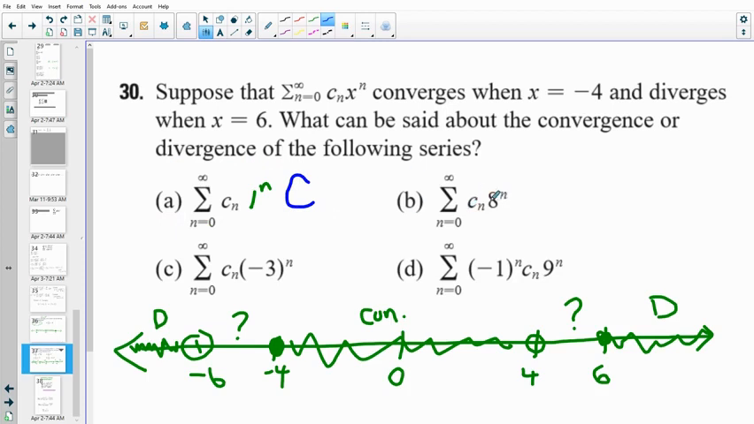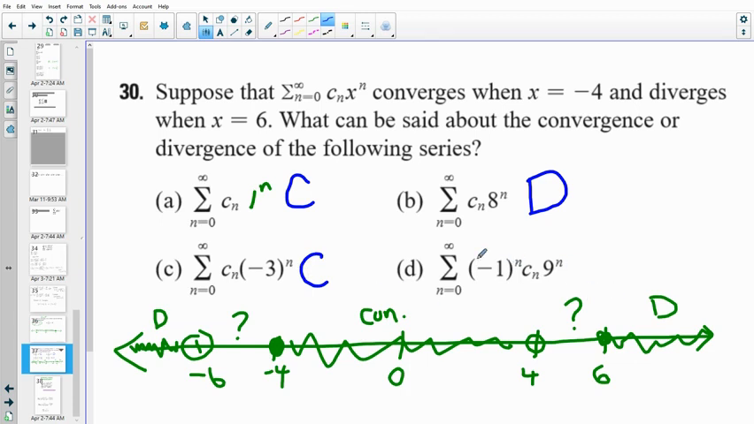Part B, I'm plugging in 8 for the value of x. 8 is farther away than 6 is, and so we can state conclusively that this must diverge for x equals 8. Part C, we've got x equals -3. -3 is within that interval of convergence, so I know that it must converge there.